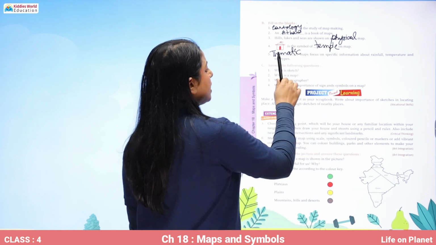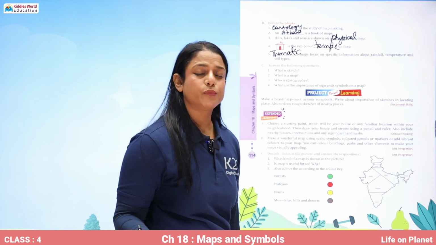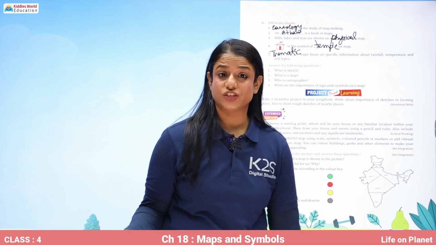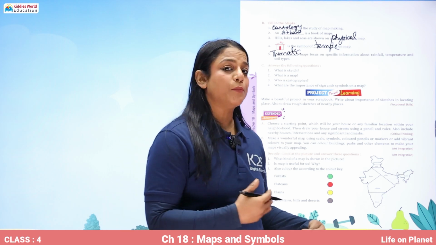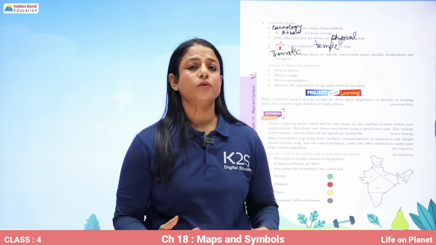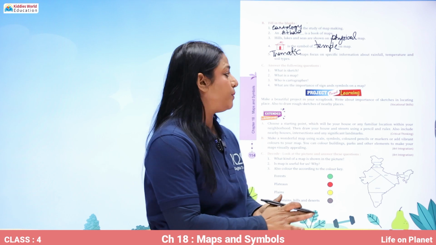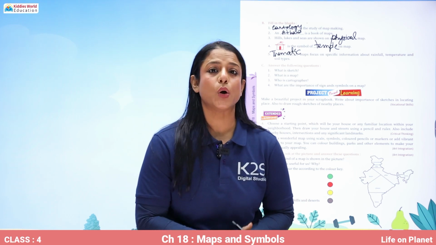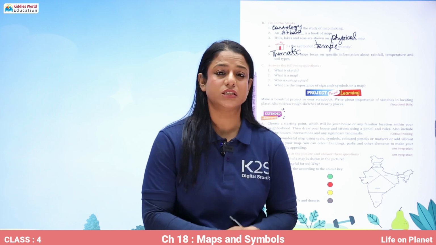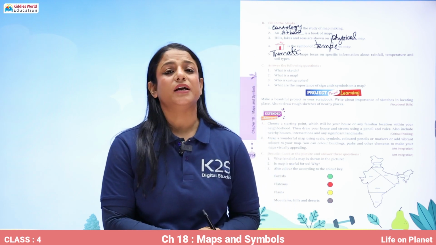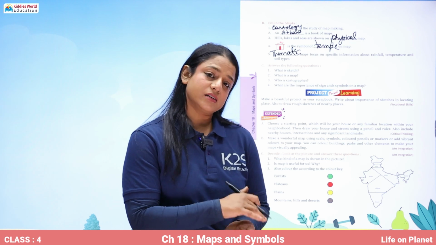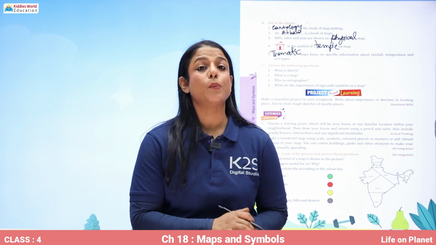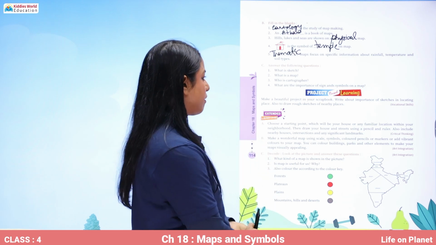Now you have to answer the following questions in your notebook yourself. We can discuss over here in short. What is a sketch? That's a rough drawing which shows important symbols to locate any particular place. What is a map? It is a flat drawing on a paper to show details of a particular area, country or a state. Who is a cartographer? A person who makes a map is a cartographer.